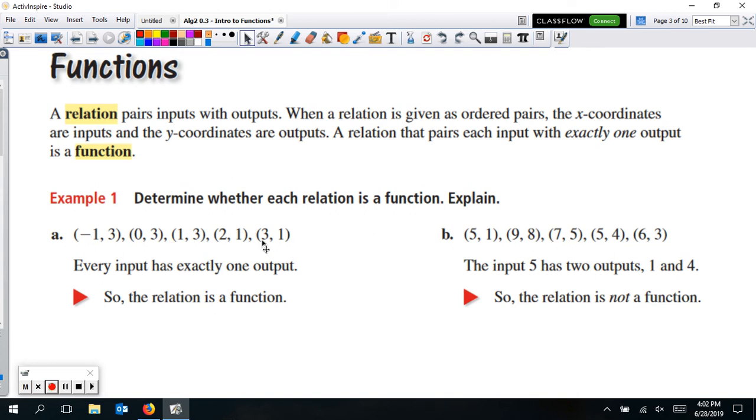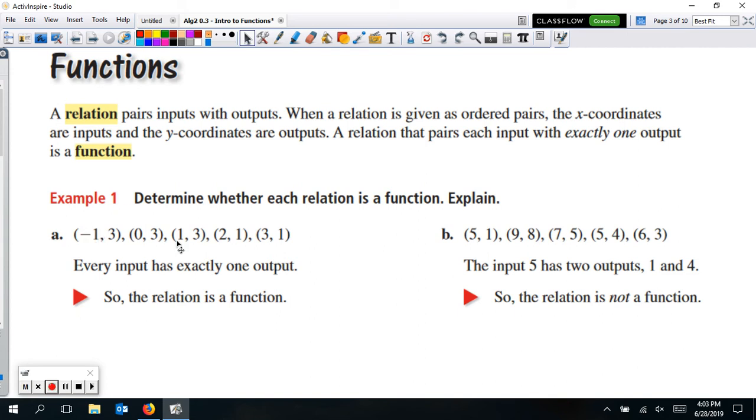A relation can be described in many different ways. It could just be like this, a set of ordered pairs. It could be described as a table of values. You know, we can make a T-chart here. We could graph this. It could be considered a graph if you plotted these points on a graph. Any of those things would be considered a relation, but a relation is not always a function. And here's what it says here. A relation that pairs each input with exactly one output is a function. So each input has to have exactly only one output.